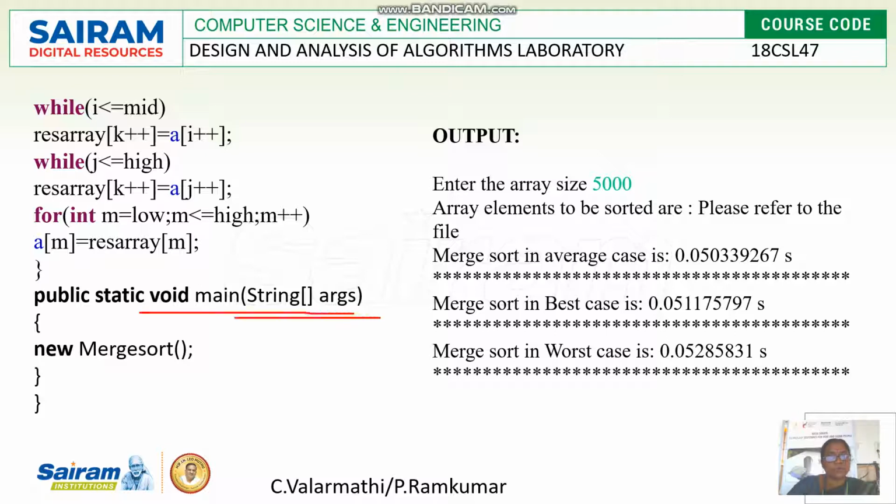Moving on to the main method. The merge sort constructor is called, and once it is called, it will execute its main operation. Here the array size of 5000 is given, and the output will be reflected in the b.txt file. You can open it and refer to the contents to see how they are sorted. Then the average case is shown in nanoseconds, and likewise the best case and worst case are displayed in nanoseconds.